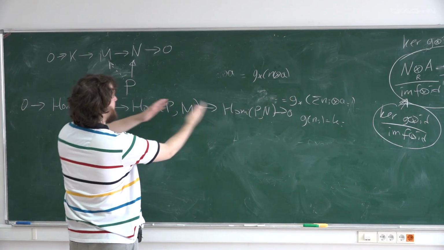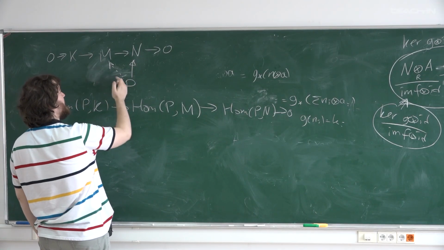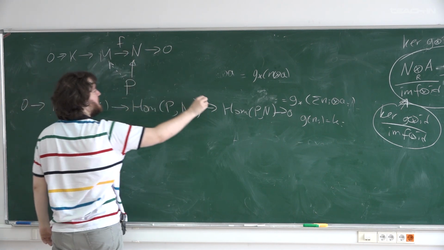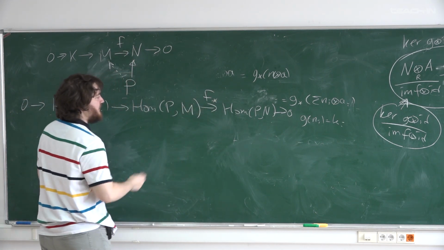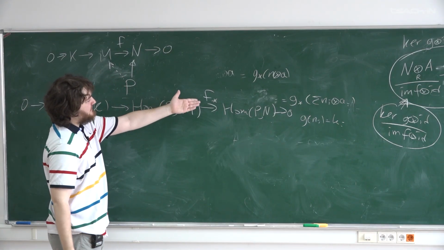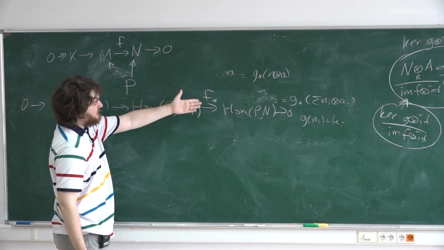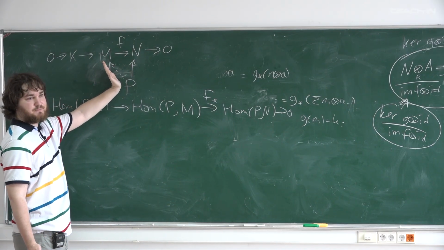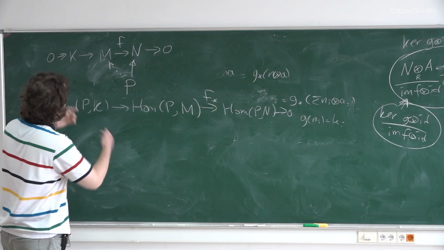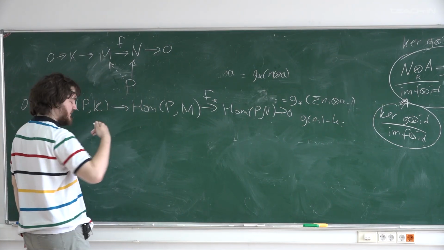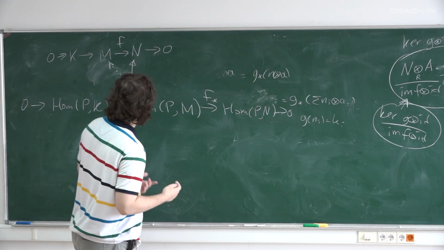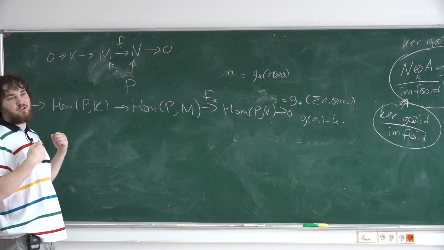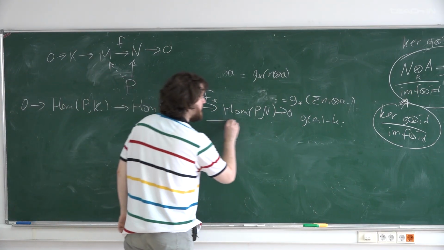Because for any homomorphism from P to N, there exists some lifting, and this lifting is exactly the preimage of this map. If it's f, it's f prime. Then to say that f star is surjective is the same thing as to say that this map has this lift. So a module is called projective if and only if Hom from it to any short exact sequence gives you a short exact sequence, also exact on the right.